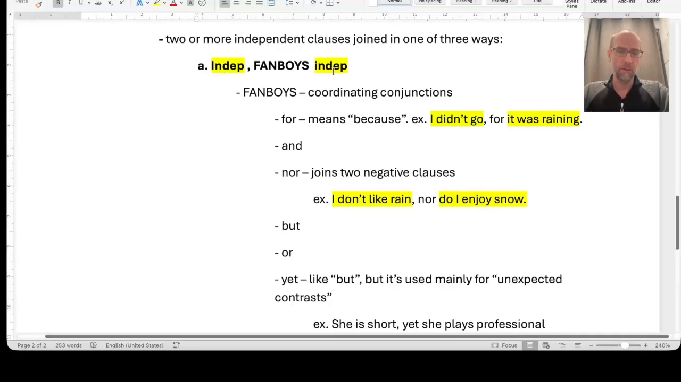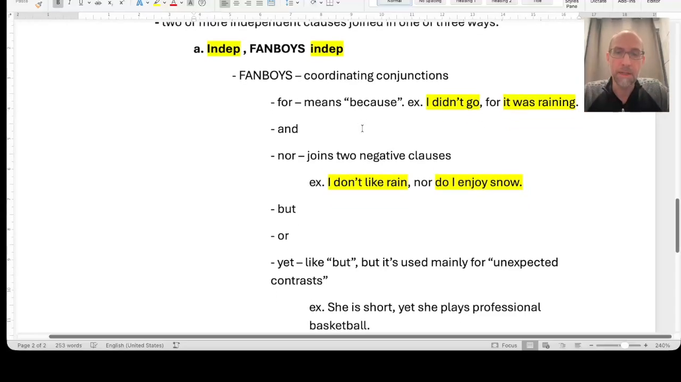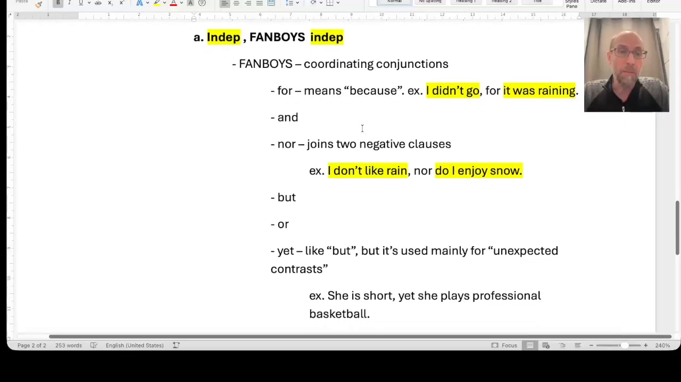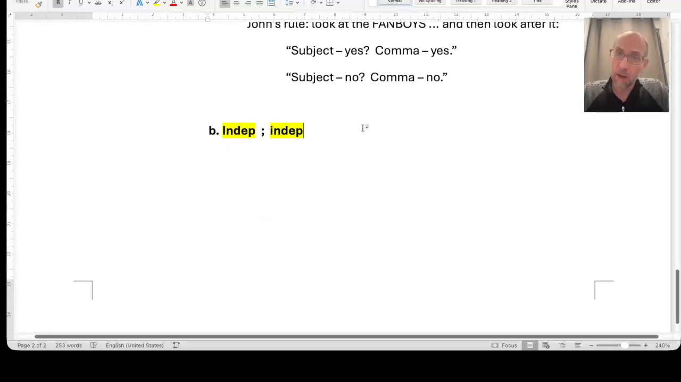This is your bread and butter, which means your most common way that you will join 2 independent clauses. Comma, fanboys appears many, many times throughout any page of writing. But there are 2 other ways that are less common, but nice to have in your arsenal, in your collection of tools that you can use as a writer. So here's the second one. Independent clause, semicolon, independent clause.